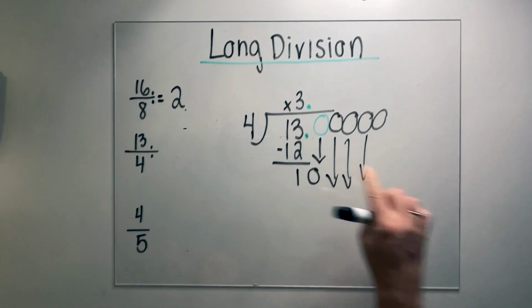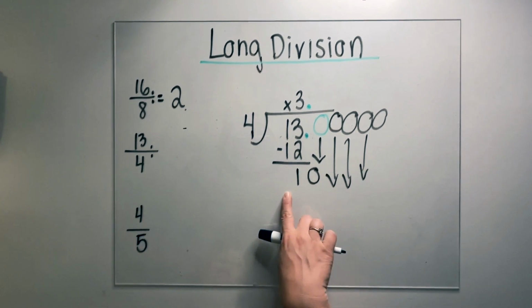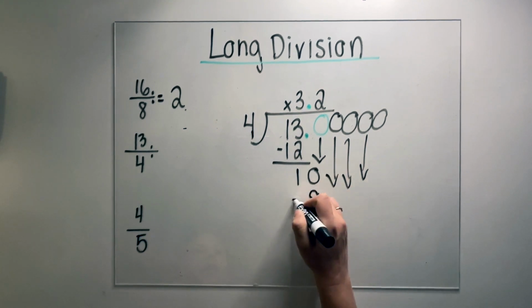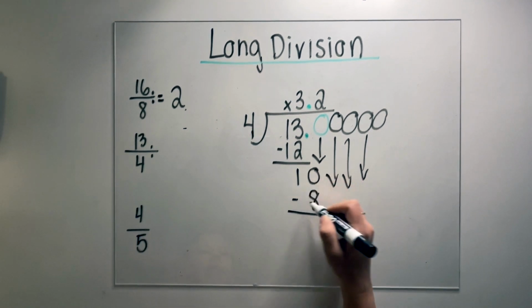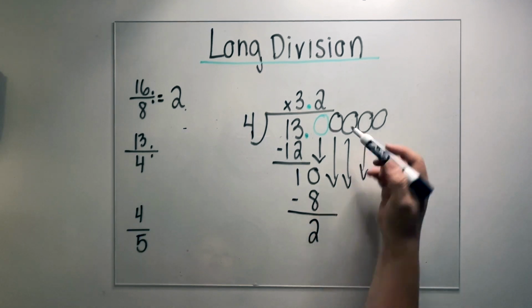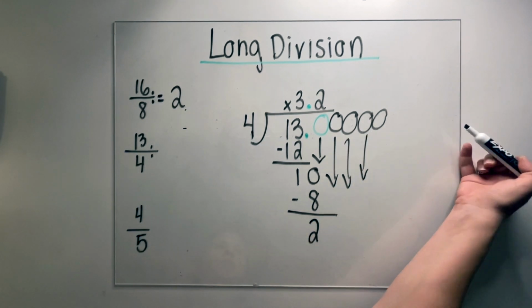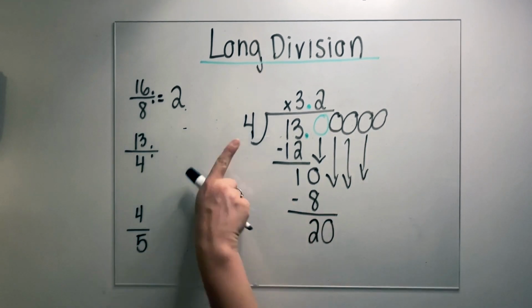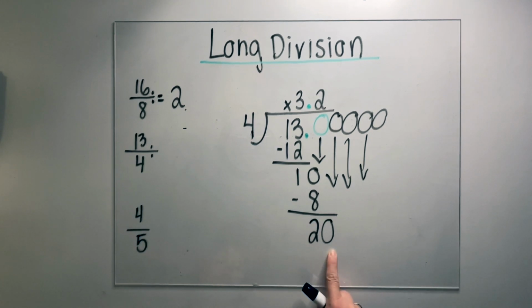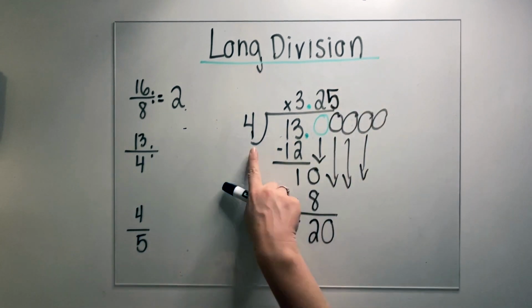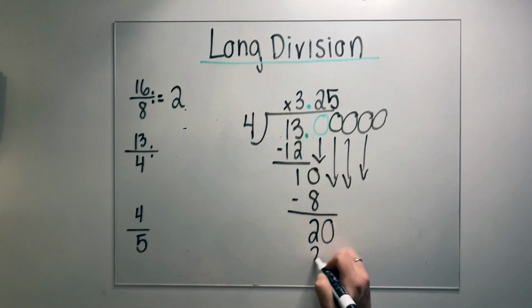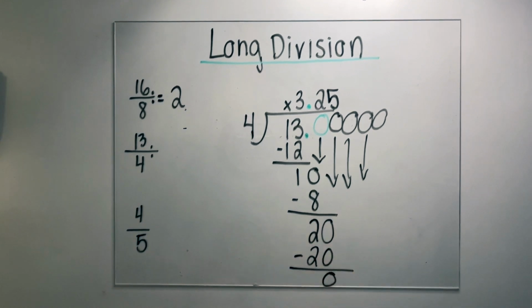Let's go ahead and check. 4 goes into 10. How many times? 2. 2 times 4 is 8. I subtract again. 10 minus 8 is 2. Remember, there's an infinite number of zeros you can pull down. So I'll pull down one more and ask myself, how many times does 4 go into 20? 4 fits into 20 exactly 5 times because 5 times 4 is 20, which means I'll no longer have a remainder and I can finally stop dividing.